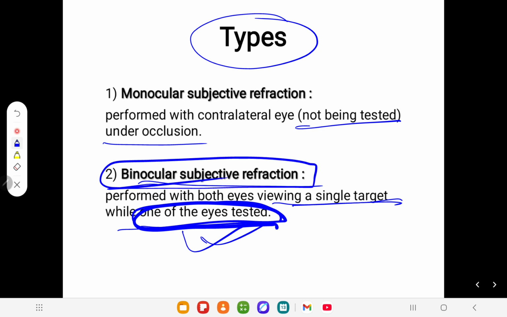Binocular subjective refraction is quite tricky, and there are few videos and few lessons you can see on the internet and all these places about subjective refraction. But we will definitely talk about binocular subjective refraction.